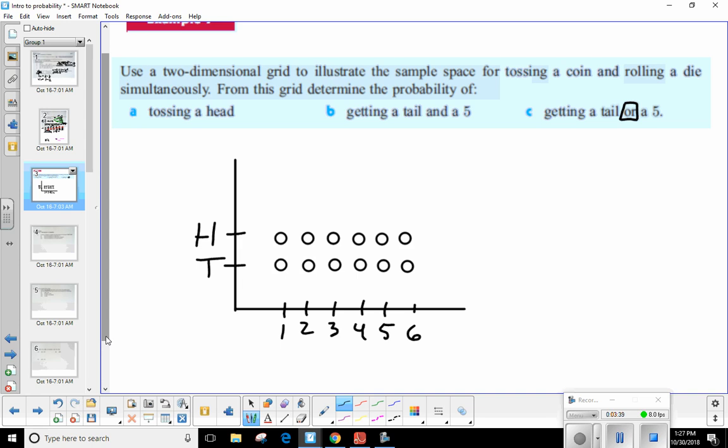Does anybody think they already have all 3? Okay, 1. Okay, so I'll give you a little more time.